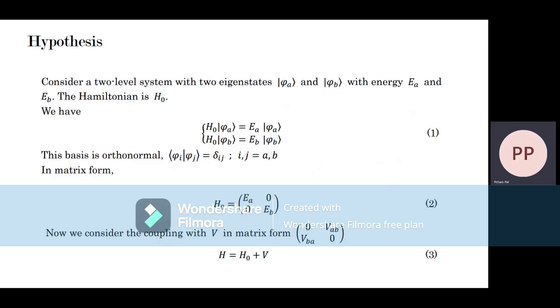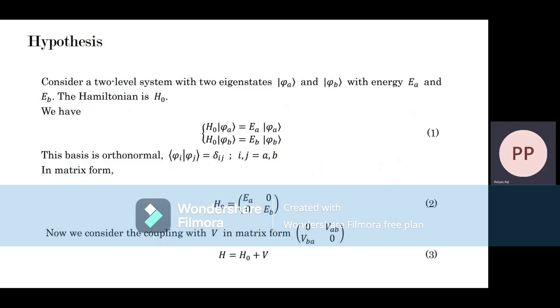So E_a is the eigenvalue associated with phi_a, and E_b is the eigenvalue associated with phi_b. So these are the basis, and you are considering them to be orthonormal. According to the criteria, the bracket of phi_i phi_j will give you the Kronecker delta, right? So that's why they are orthonormal.